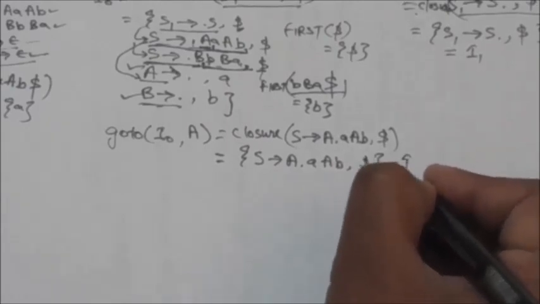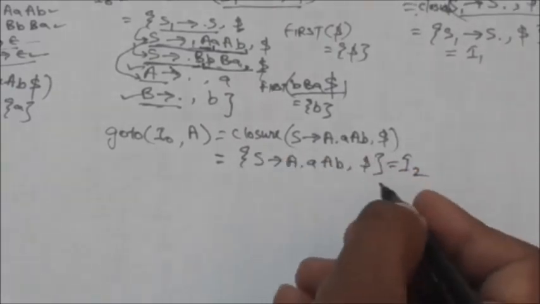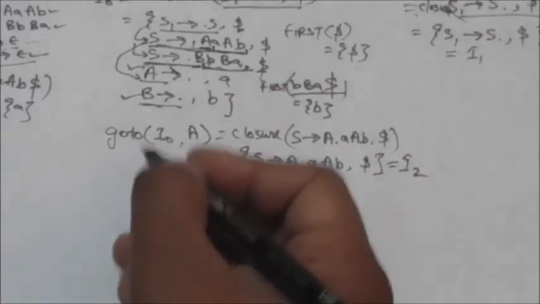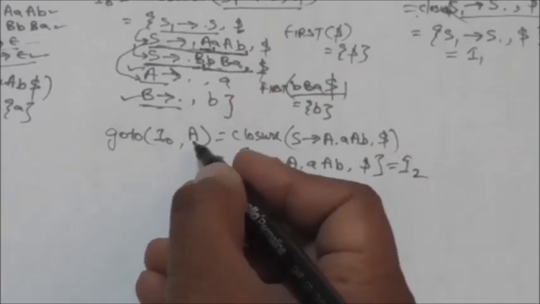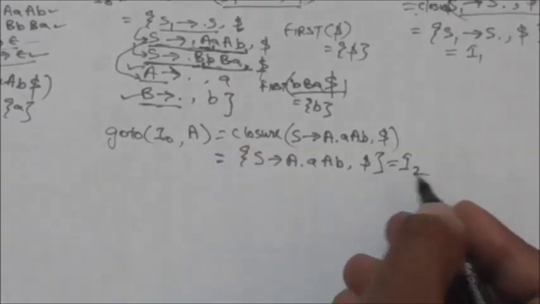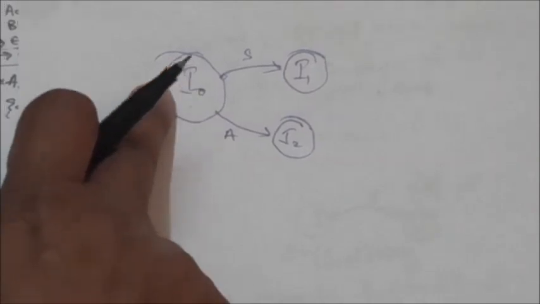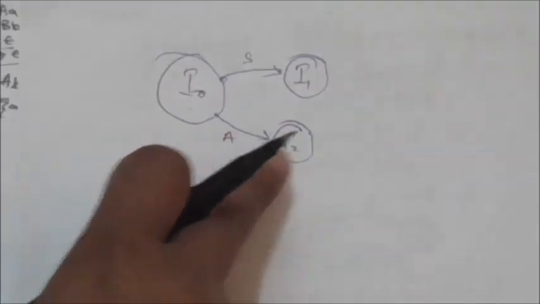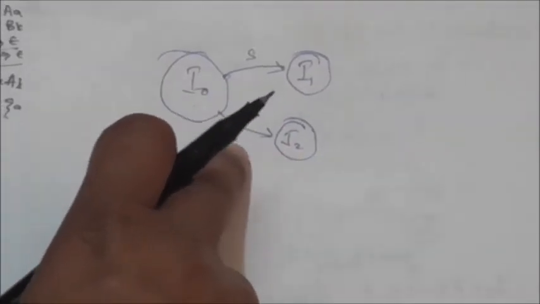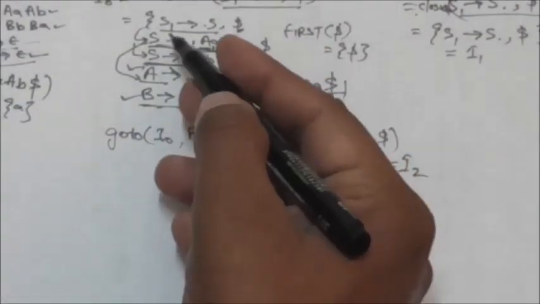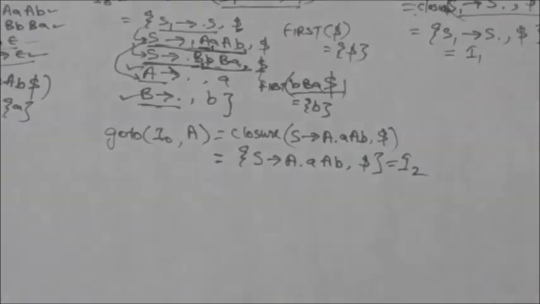Let this set be I2. So this is another state of the DFA, I2. So goto(I0, A) is equal to I2. It means if the DFA is in state I0 and it reads the symbol A, then it will jump to state I2. So in the transition diagram I have shown this transition from state I0 to I2 for this non-terminal symbol A.